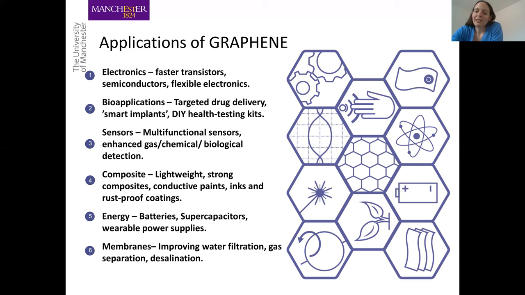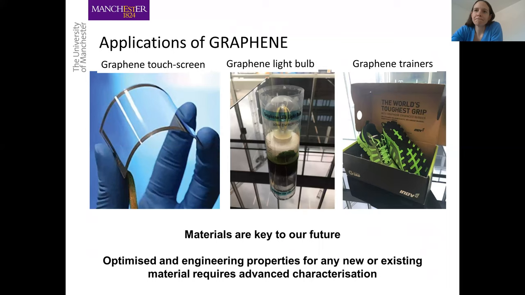It's crucial in membranes, and there are many very exciting opportunities where membranes can be used to improve the efficiency of chemical processes. So these are some examples of graphene materials that were lying around the lab a few months ago. And I wanted to leave you with this talk with the message that materials are key to our future. And in order to optimize and engineer the properties of new or existing materials, we need to do advanced characterization. And that is absolutely a key part of material science and materials engineering.